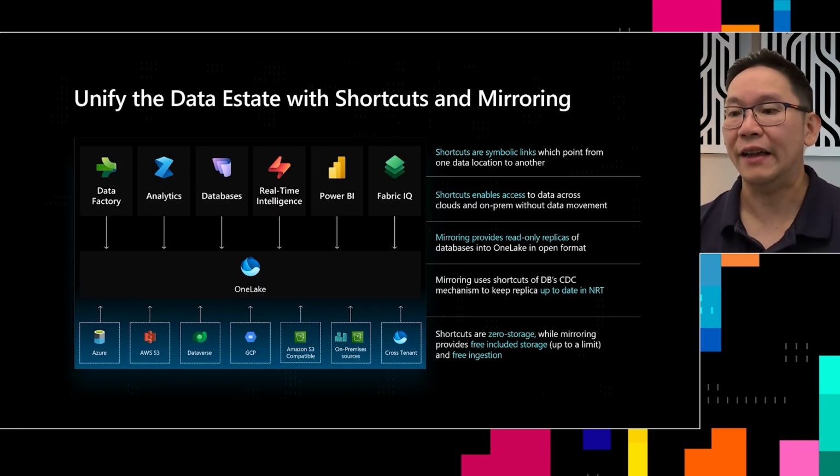Now mirroring, on the other hand, allows you to bring your entire data catalog into OneLake. And if you're connecting to some of these data sources like Oracle, SQL Server, whether it's on premises or in the cloud, it leverages the underlying change data capture capability to make sure that you have an up-to-date mirrored database. Now, shortcut and mirroring combined are super cool, and it's allowing you to unify your data estate into OneLake.